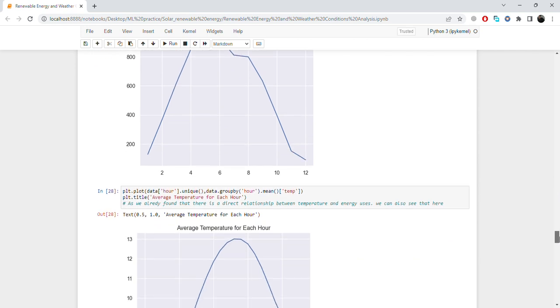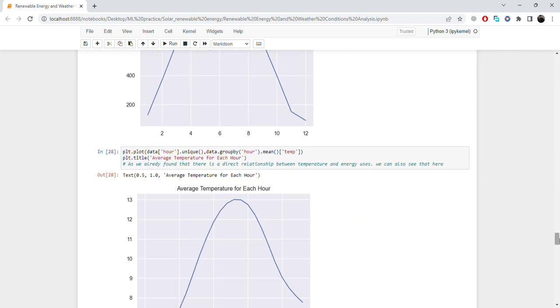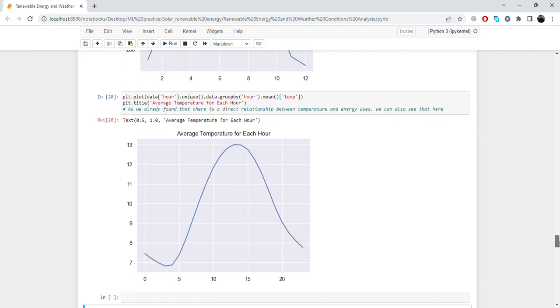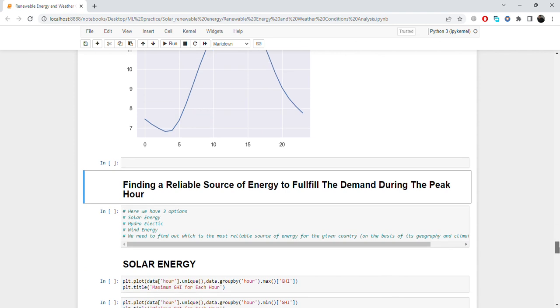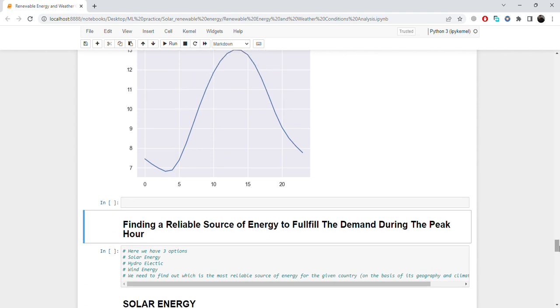If we want to give a solution to a country, then we need to provide an alternative energy source. So what are the energy sources based on our data? We have three types of energy source. One is solar energy. As you know, solar energy is generated using PV cells, photovoltaic cells. Hydro energy is generated in a dam using water turbines, and wind energy using a windmill.